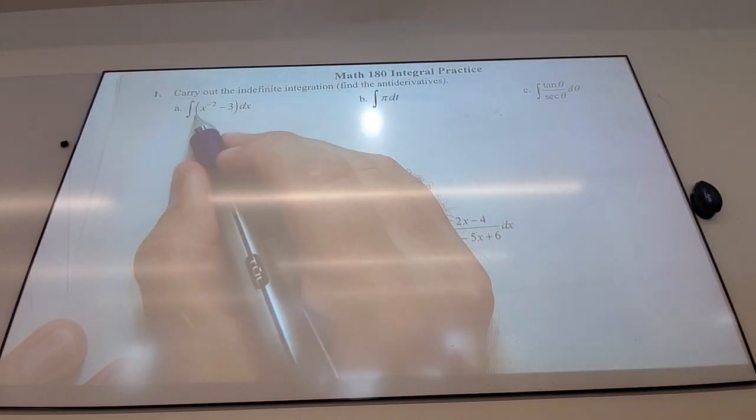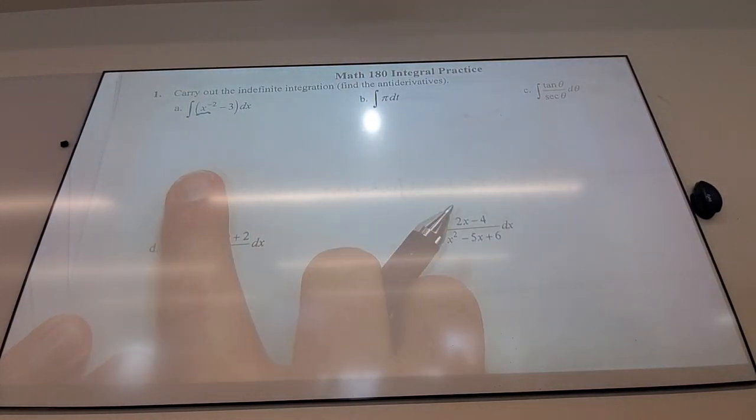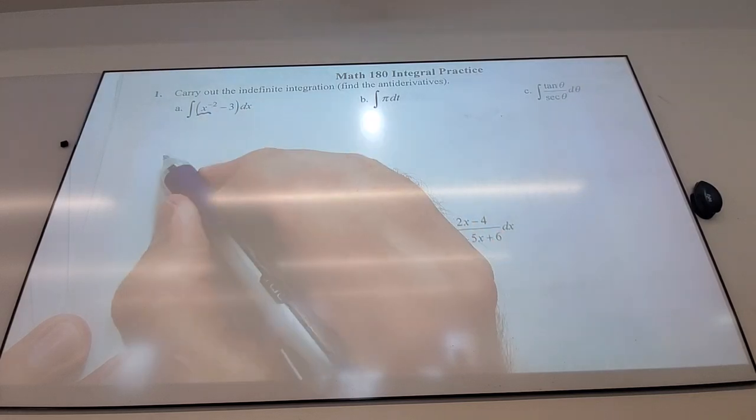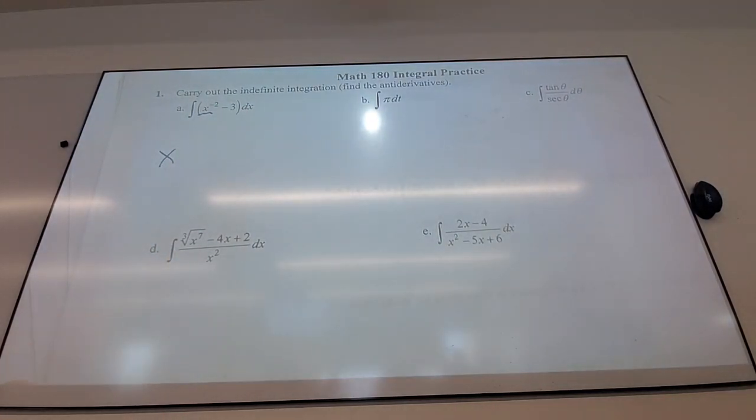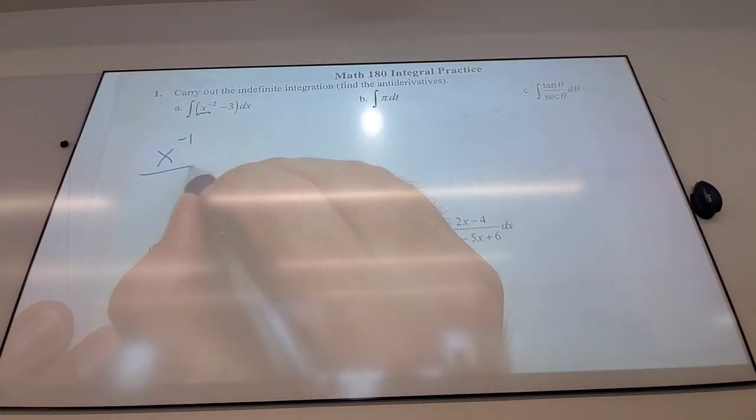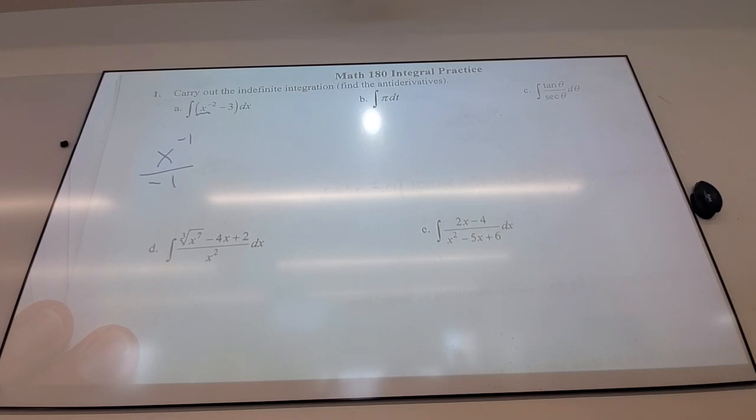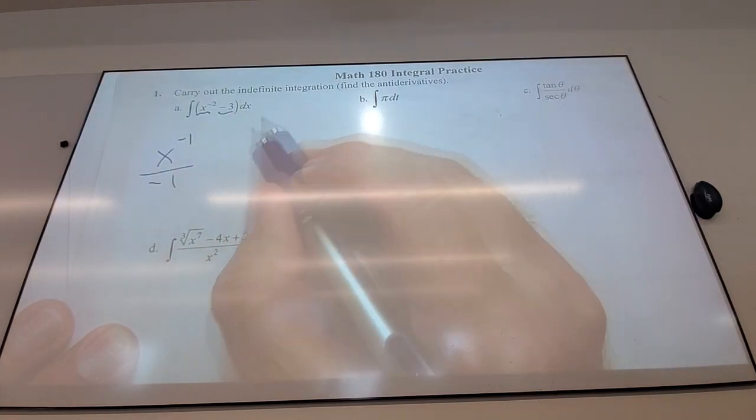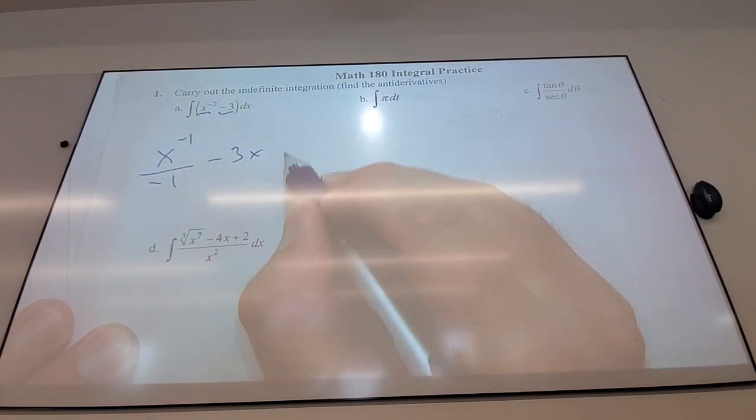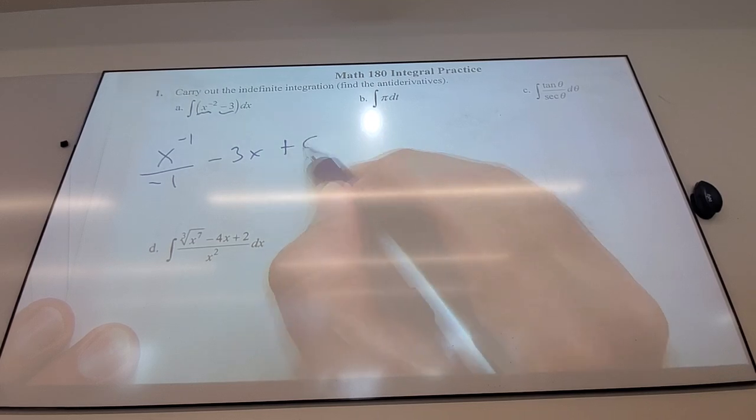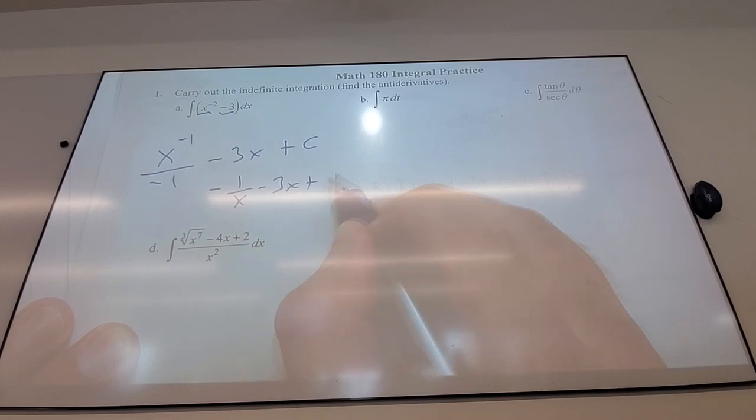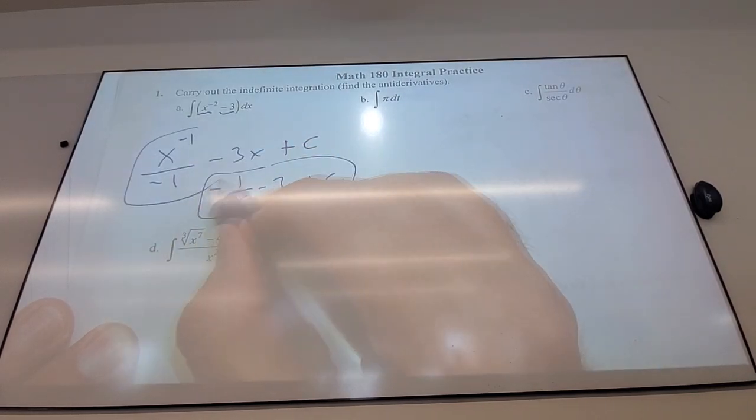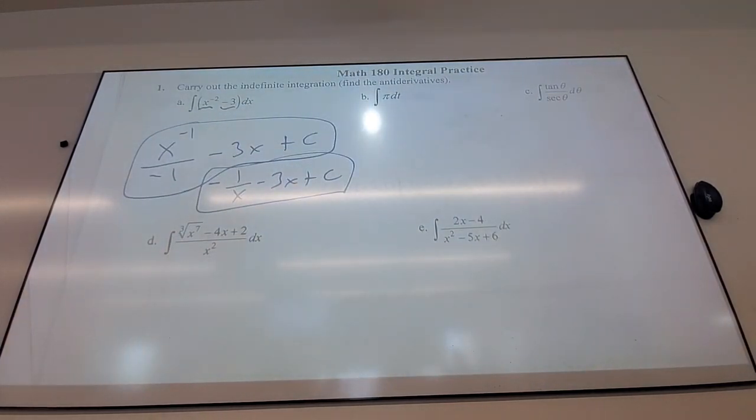I know. So this I can use a rule for. We know the rule for x to a power. What would the new power be? It would have to be -2 plus 1. Good. So I add 1 to the old power, and then I divide by the new power. That's it. And then, of course, plus c. So then I can write this as, if I want to, -1 over x minus 3x plus c. But I would accept this too. That's fine. Either one. You guys all with me?